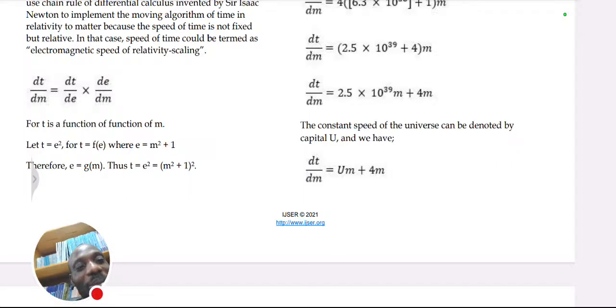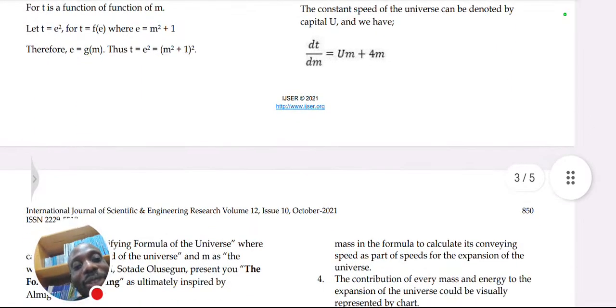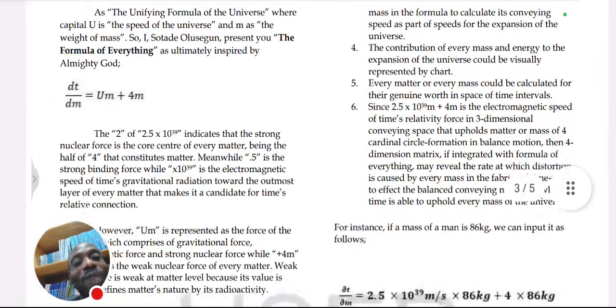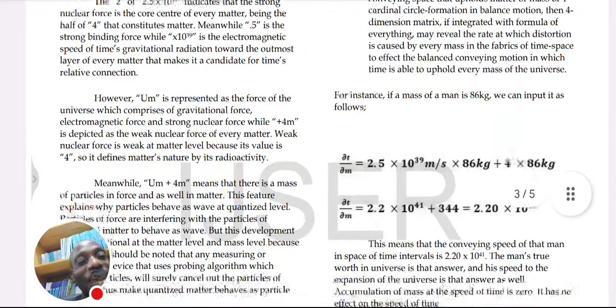So now the constant speed of the universe can be denoted by capital U, and the constant speed of the universe is 2.5 times 10 raised to power 39, without the M. So we substitute that for capital U, then we have dT/dM equal to UM plus 4. So that is how the formula of everything is derived, and that is the formula of everything right there.